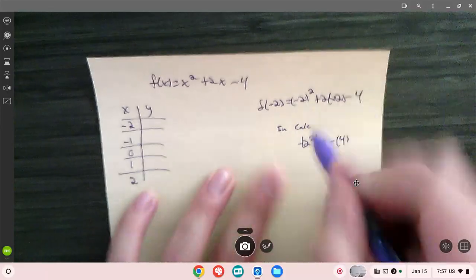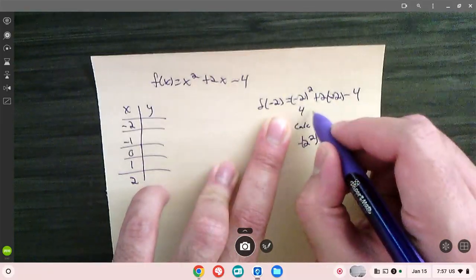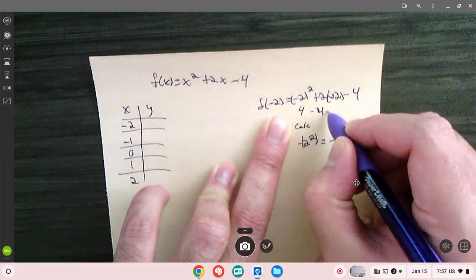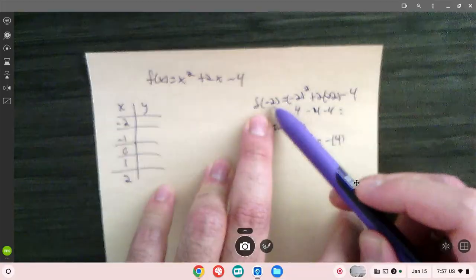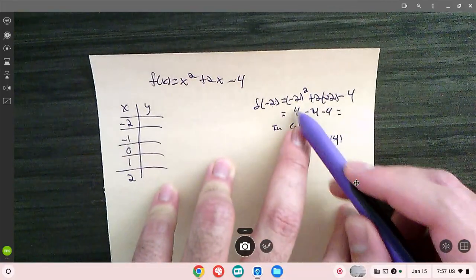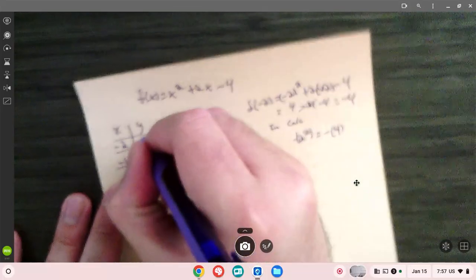Okay, so negative 2 squared is positive 4. Positive 2 times negative 2 is negative 4. And then we have that minus 4. So we have that when x is negative 2, we get 4 minus 4 is 0, minus 4. So this will be negative 4.